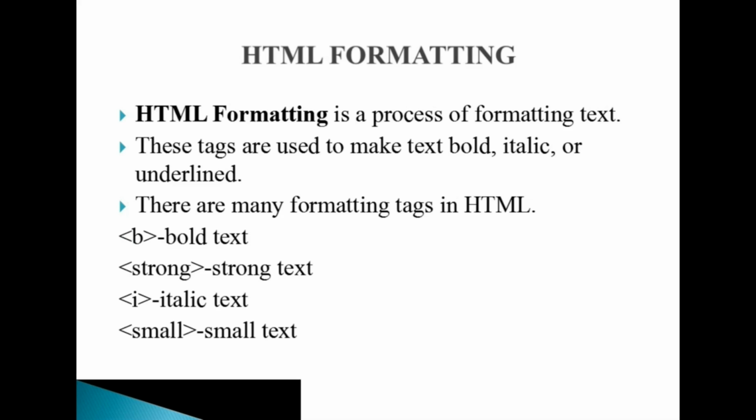HTML formatting. HTML formatting is the process of formatting text like bold, italic, underline, strong. These tags are used to make the text bold, italic or underlined. There are many formatting tags in HTML, like the B tag, that is bold text, and strong, that is strong text. Strong ensures that the text is an important one. The I tag, that is italic, makes the text italic. The small tag: in HTML, small texts are also used.